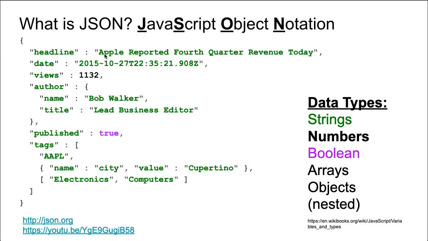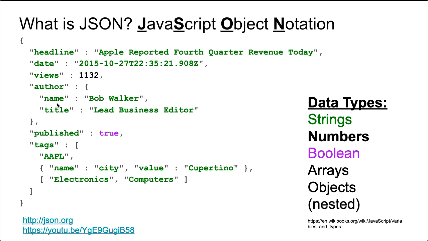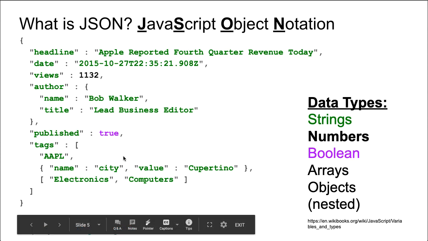The types we use are strings, so that's "Apple reported fourth quarter." Numbers don't have quotation marks around them, it's just a number, 1132. Boolean: has this article been published, true or false? You'll notice it also doesn't have quotation marks around it. You can have arrays, so square brackets: electronics, computers, and so on. And you can have objects, so like this, author is the key, and the data is an object inside it with key and data, key and data. Even inside those, you could have another object with keys inside it.